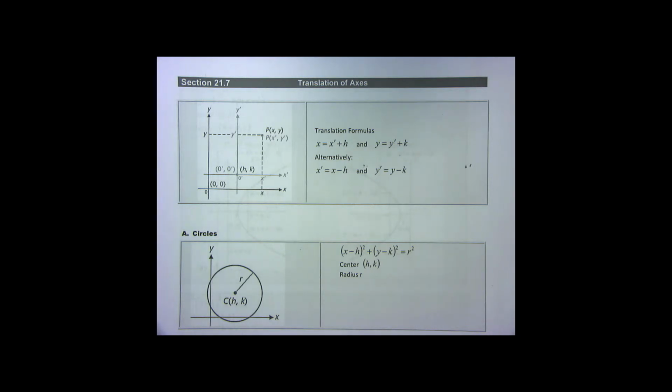So what causes a shift then in the horizontal direction? How do I shift to the left and to the right? We add or subtract directly off the variable, not off the entire function, right? All right, so in parentheses, x minus 2 quantity squared, if I subtract 2 from the variable, that causes a shift to the right by 2 units, right?